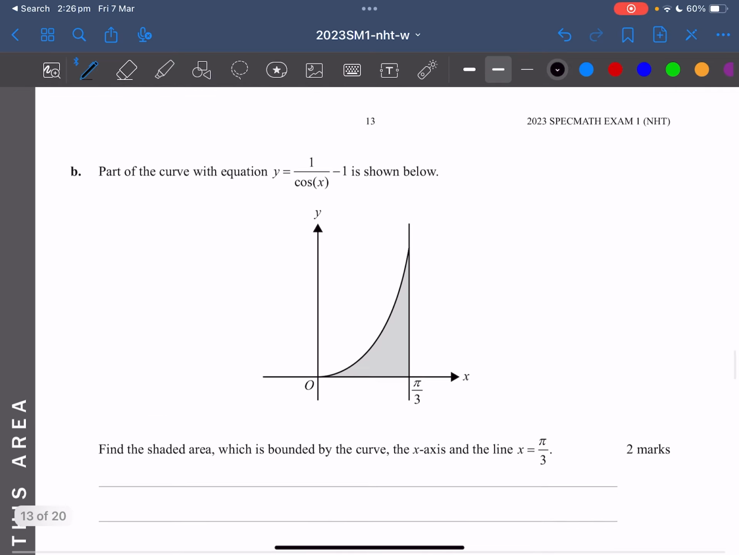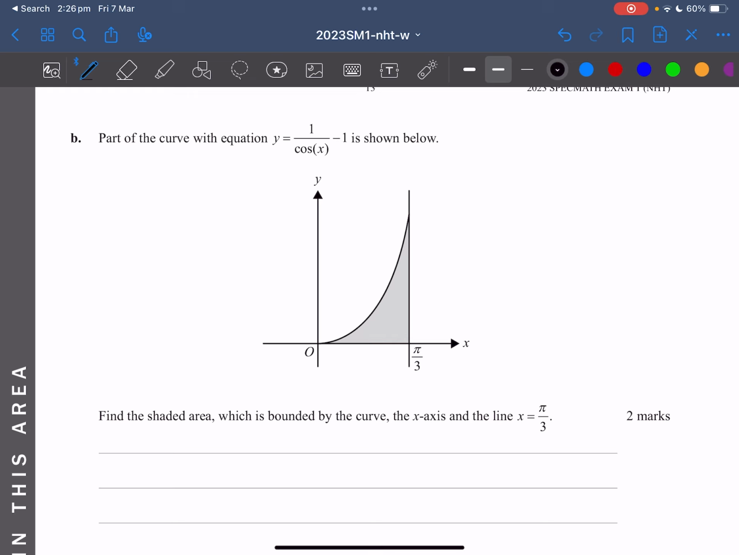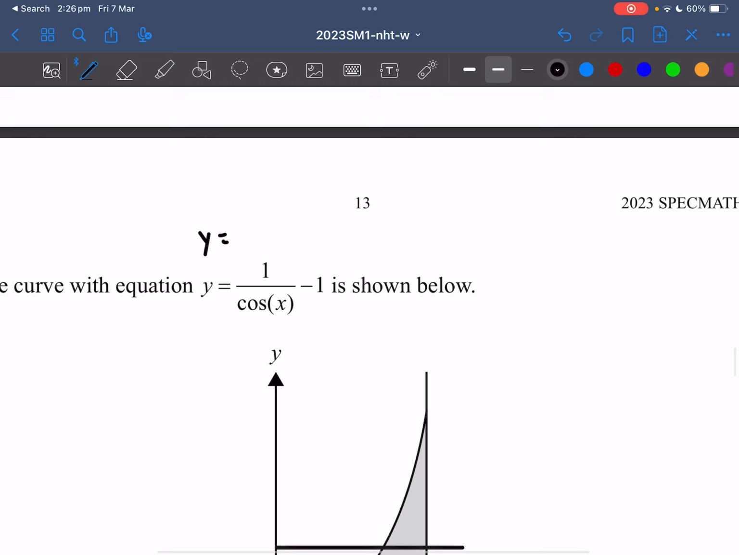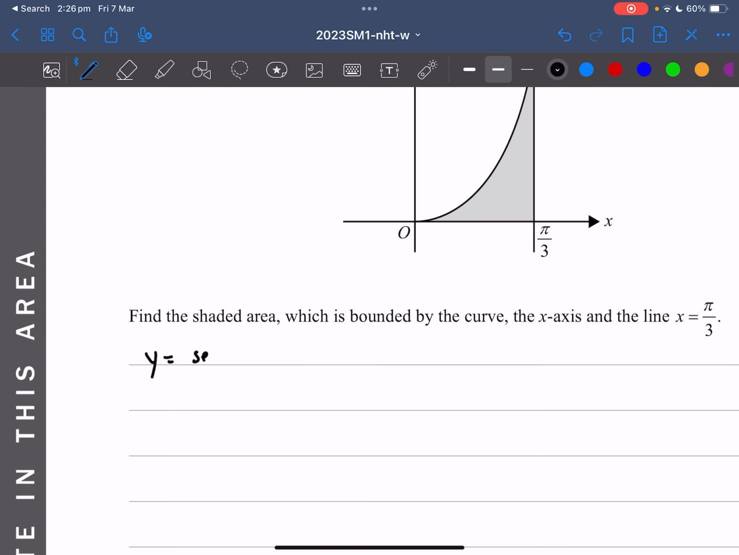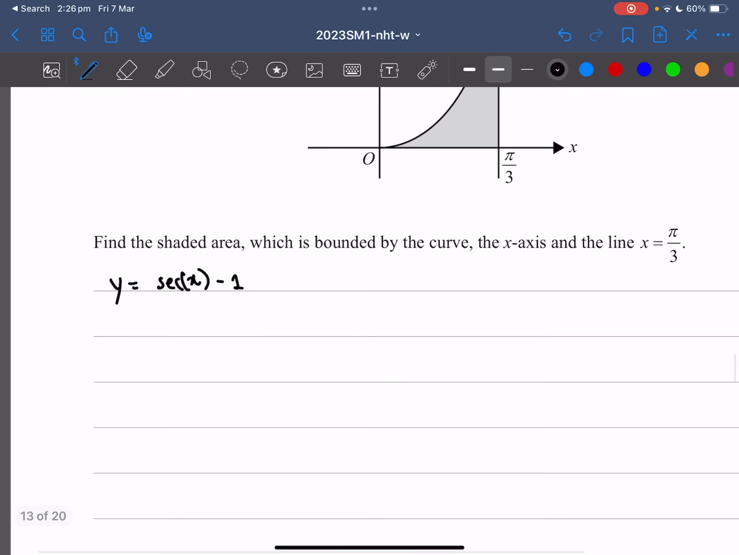Okay, so part of the curve with the equation shown is below. Find the area which is bounded by the curve, the x-axis, and the line x equals pi on 3. So first thing I want to point out is that this can be written as secant of x take away 1, because 1 on cosine is secant. So we can write this as y equals secant x take away 1. And now we have to find the area. So we have to integrate from 0 to pi on 3, secant x take away 1 bracket that. So this is what we are finding basically.